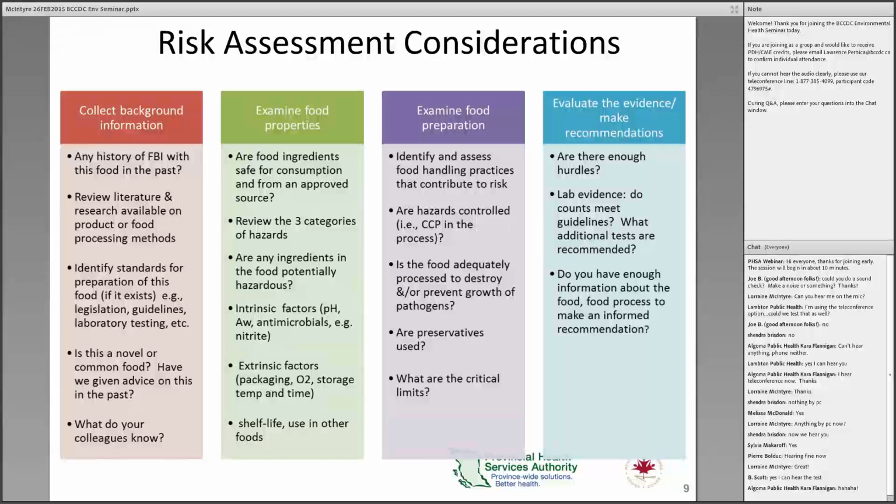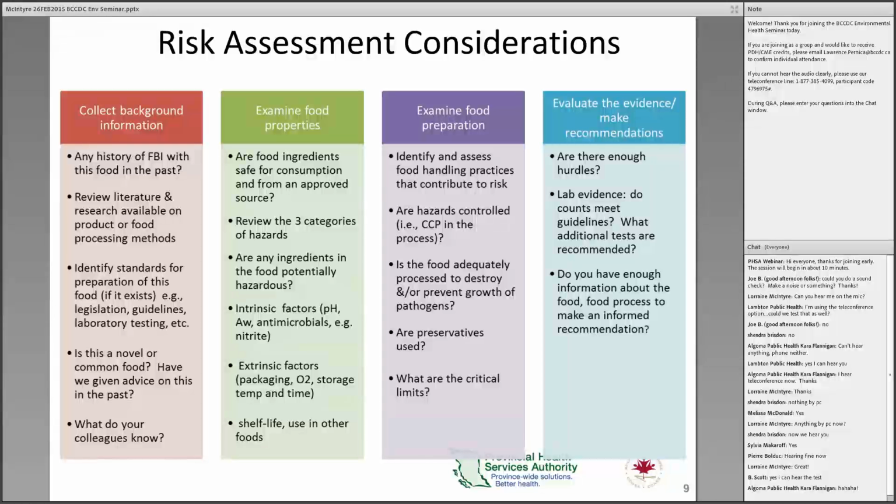So finally, we get to the last stage where we're evaluating all the evidence we've collected and we've made recommendations. So the first thing that we always consider is, are there enough hurdles? I have a slide on that in a second. But when we talk about hurdles, we're talking about the pH, we're talking about the intrinsic and extrinsic factors, as well as the preparation techniques and things like that. So for instance, if a food requires more than temperature control, it may also have to be acidified. So that would be 2 hurdles in that food.